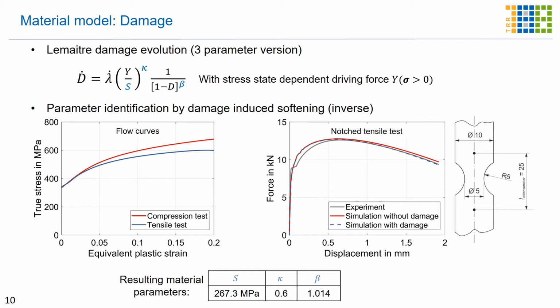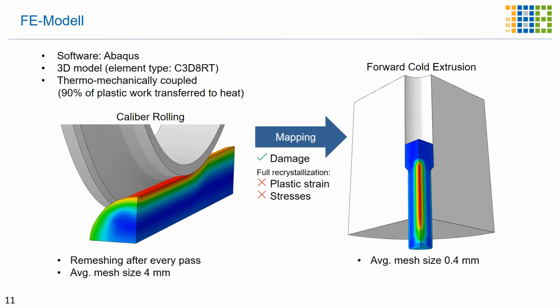With the material models we are now ready to simulate the processes of caliber rolling and forward cold extrusion. To do so we are using three-dimensional models with a thermomechanical coupling where we assume that 90% of the plastic work is transferred into heat. Caliber rolling is modeled by a quarter model to exploit the symmetry of the process. The mesh size we are using is on average 4 mm.